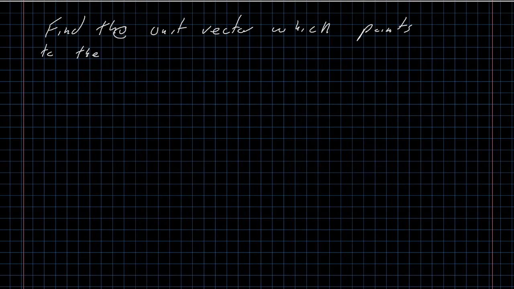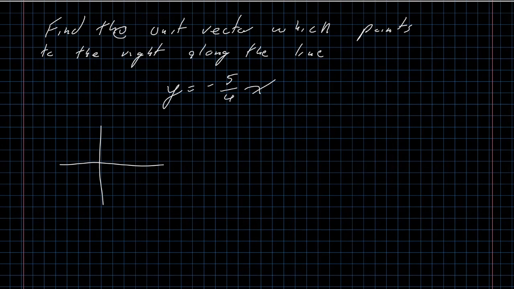So if we had a similar problem, find the unit vector which points to the right along the line y equals negative 5/4 x. Well, once again, I'm not going to worry about graphing it very carefully, but I know that 5/4 is bigger than 1 and it's negative. So I'm going to have a line that looks kind of something like this, which means that my unit vector in question is going to be kind of something like that. And I could go through and figure out everything I need to figure out. It would work out.